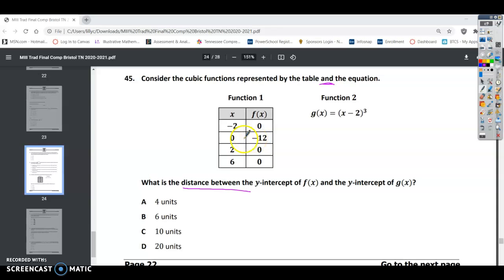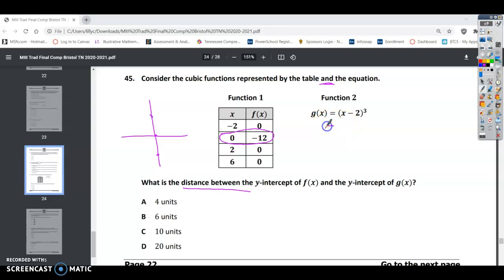All right, if we look at function 1, we have 0, negative 12. We know the y-intercept is always 0 something, okay? So the y-intercept is always on the y-axis, so we can say that this is the y-intercept for function 1. How do we find the y-intercept for function 2?